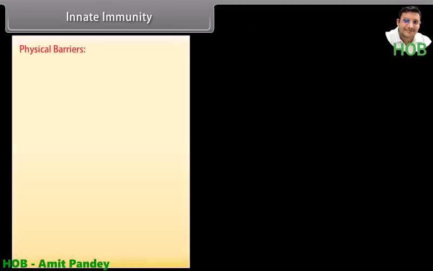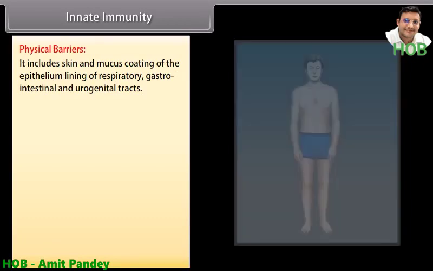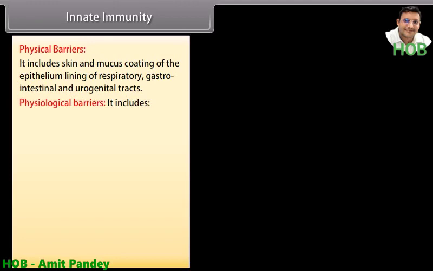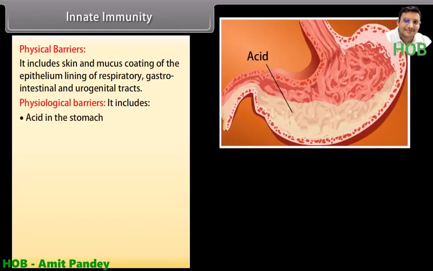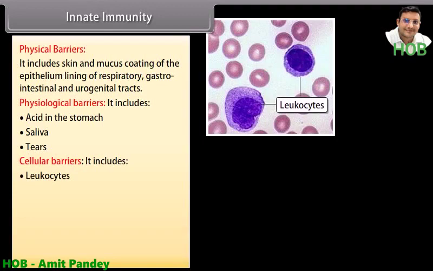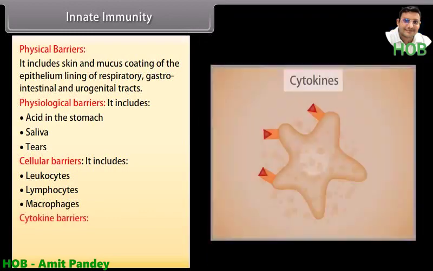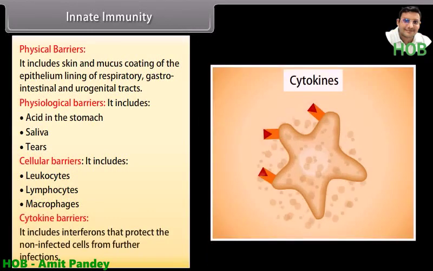Physical barriers. It includes skin and mucus coating of the epithelium lining of respiratory, gastrointestinal, and urogenital tracts. Physiological barriers. It includes acid in the stomach, saliva, tears. Cellular barriers. It includes leukocytes, lymphocytes, macrophages. Cytokine barriers. It includes interferons that protect the non-infected cell from further infections.